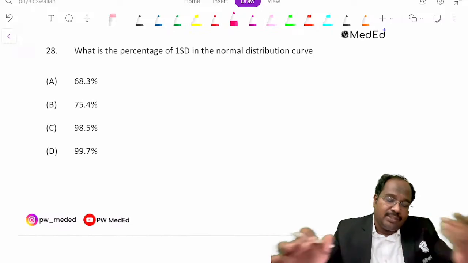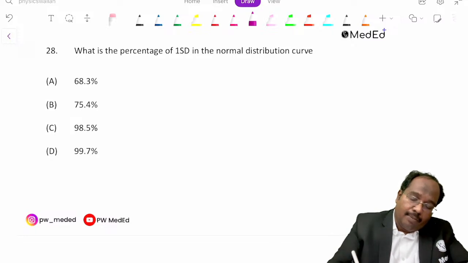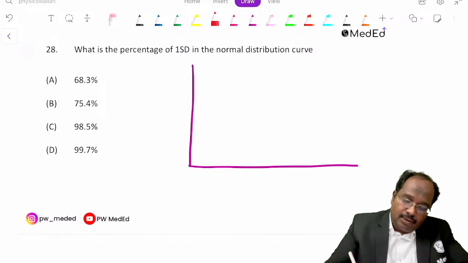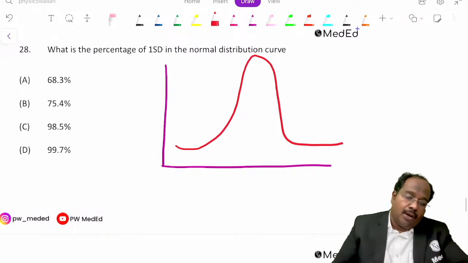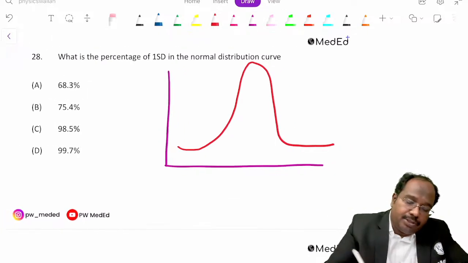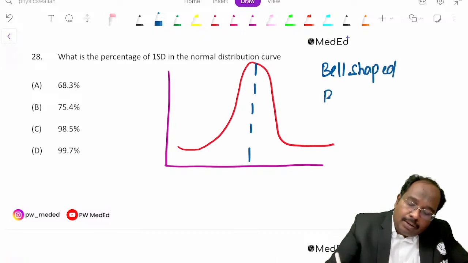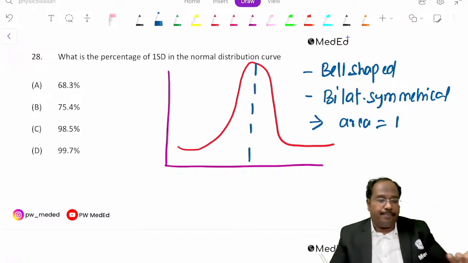What is the percentage of one standard deviation in a normal distribution curve? This is the normal distribution curve, and it will look like this when you present the data. Now, what are the properties of this normal distribution curve? It's a bell-shaped, bilateral symmetrical curve, guys. The area of the curve is 1.